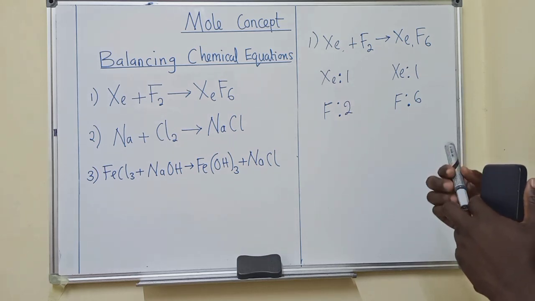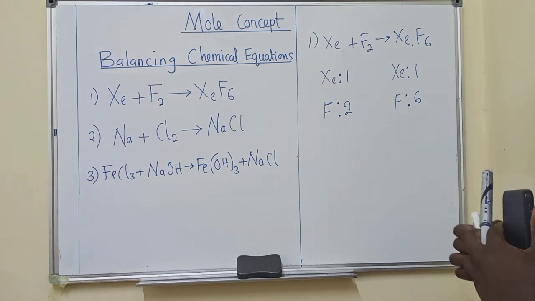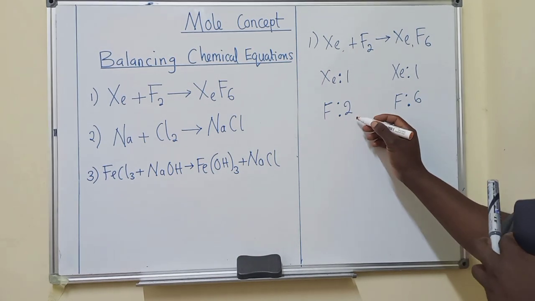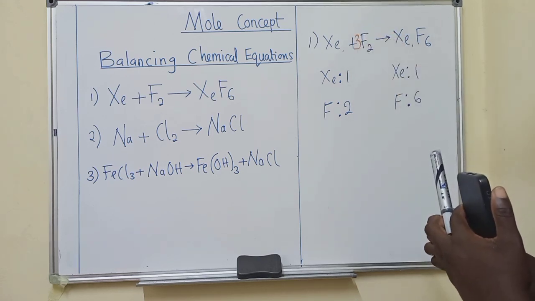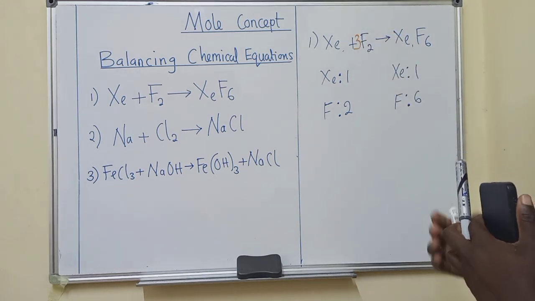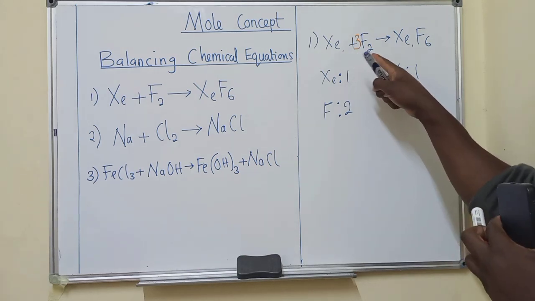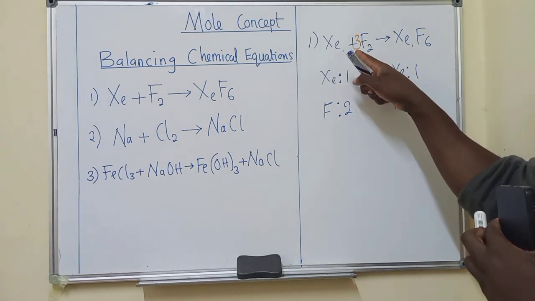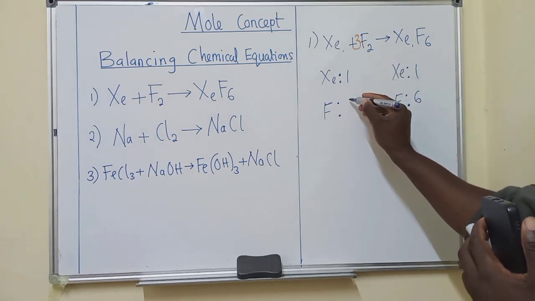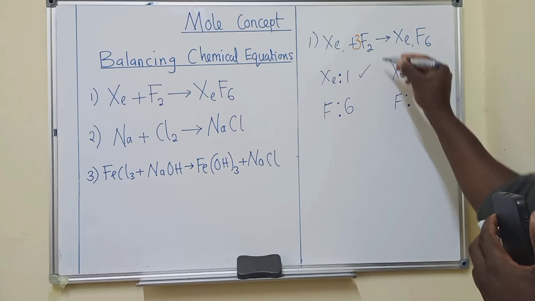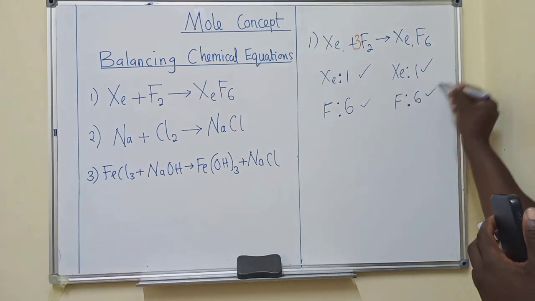Where we need to make some changes is right here. We'll check where we are supposed to balance. It's right here, so we'll put a 3 here. Why have I put that 3? This 3 is multiplied by the 2, so 3 times 2 is 6, meaning the F changes to 6. So we have balanced.